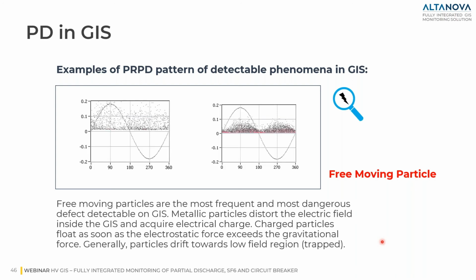Or we have here a pattern relevant to free-moving particles. Free-moving particles are one of the most frequent and most dangerous defects inside the GIS. Due to a lot of reasons, they provoke a distortion of the electrical field, as we said, which can lead to PD. Even charged particles float and can move due to the electrostatic force inside the compartments, and can provoke failures in a few weeks.